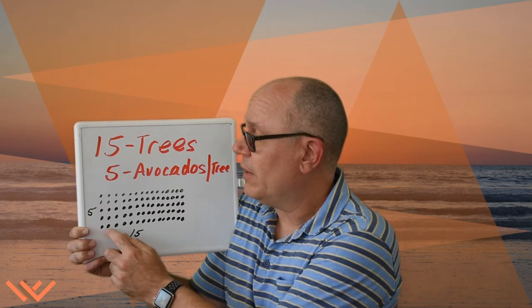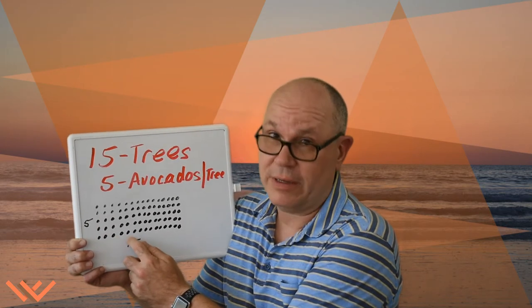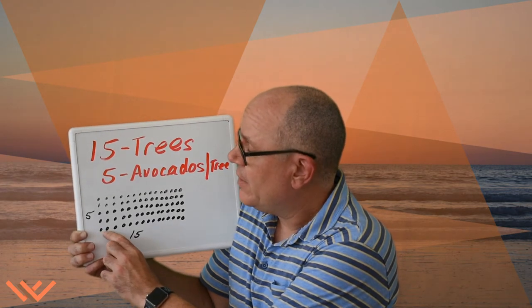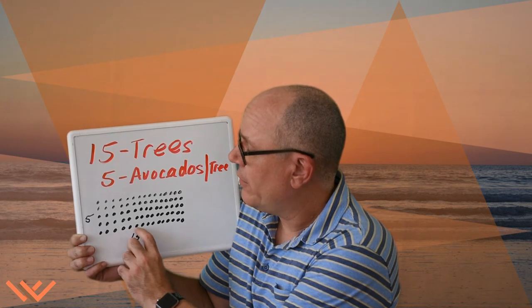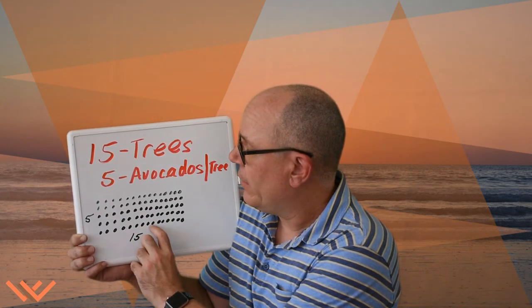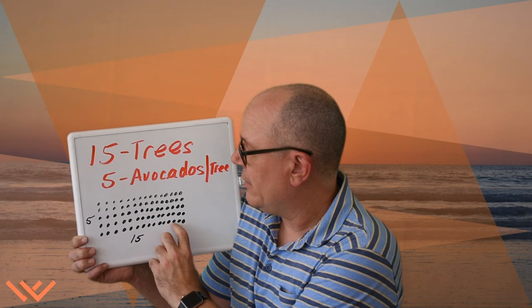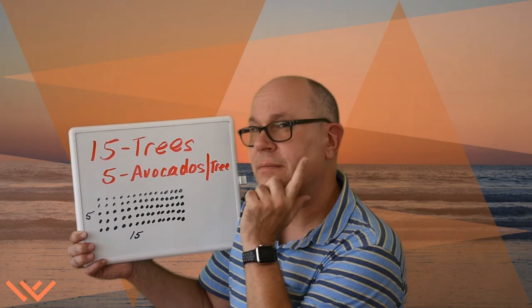So I have 5 plus 5 plus 5 plus 5 plus 5 plus 5 plus 5 plus 5 plus 5 plus 5, all the way 15 times. Or I can count by 5s 15 times. Follow along with me. 5, 10, 15, 20, 25, 30, 35, 40, 45, 50, 55, 60, 65, 70, 75. But is there an easier way to do that? Remember that 5 times 5 is 25. Let's take a look at that.